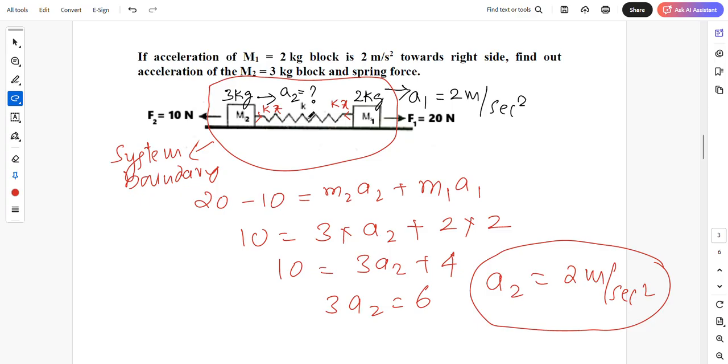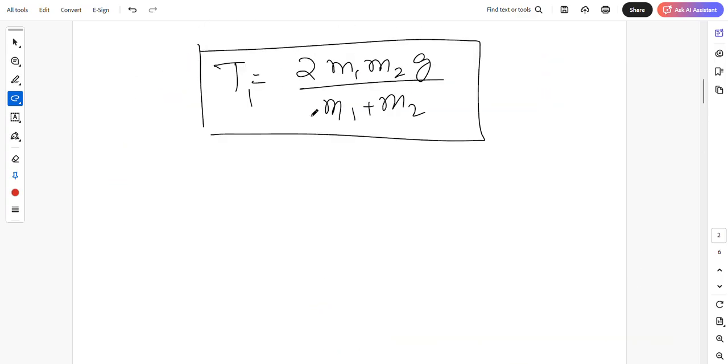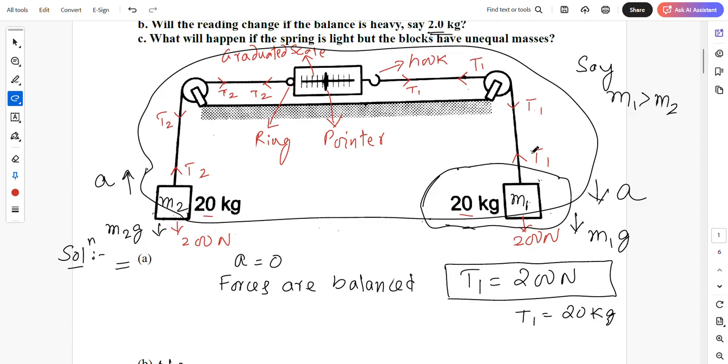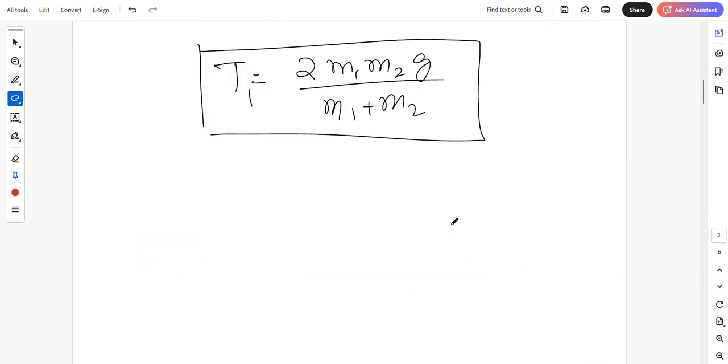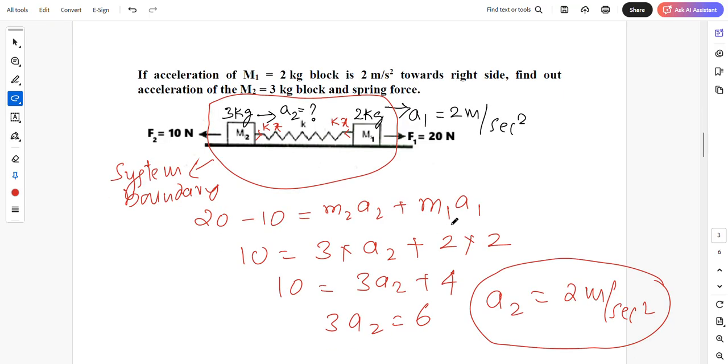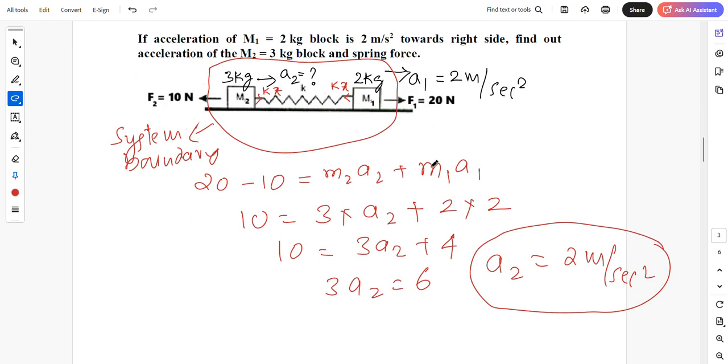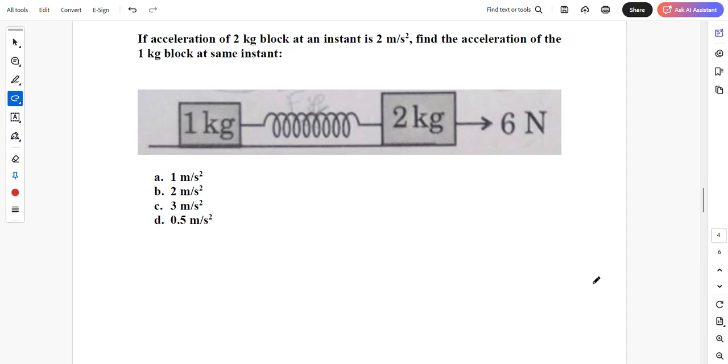That gets cancelled. And in the previous problem also, if I take this as the system boundary, that we have learned, all these internal forces get cancelled. Therefore we have to write driving force minus opposing force is equal to total mass into acceleration, that you already know. If you have seen the previous videos, you will understand very clearly. Therefore the acceleration of the 3 kg block is 2 meters per second square. Now let us do the next sum.